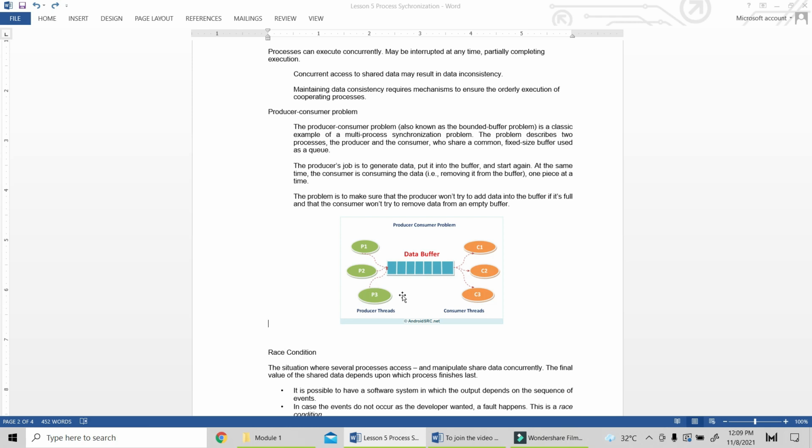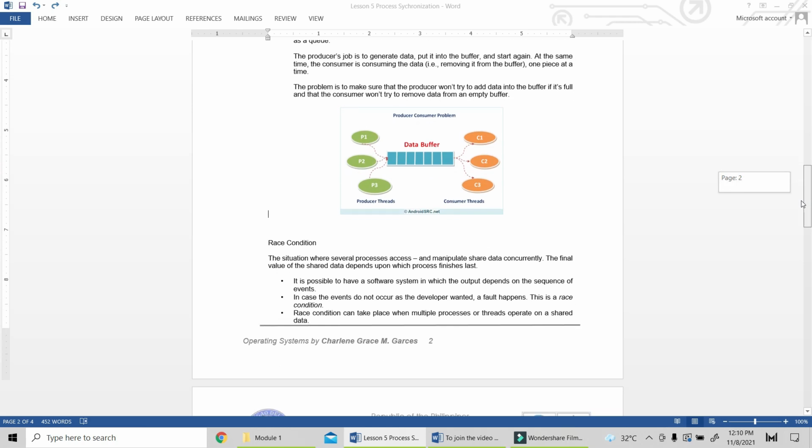Now, there are some processes that may, however, help with this kind of problem. So we have a race condition. A race condition is the situation where several processes access and manipulate data concurrently. The final value of the shared data depends upon which process finishes first.